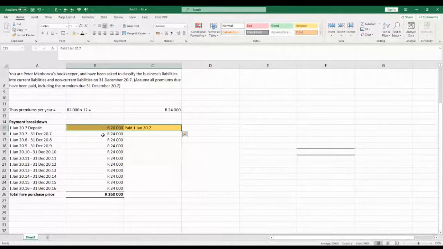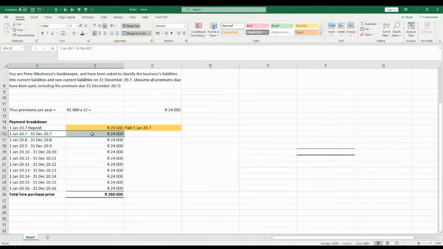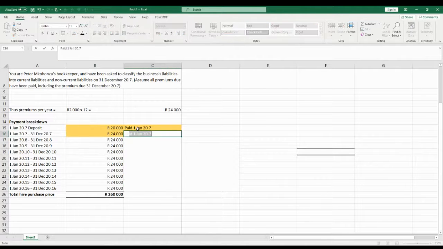Sorry, I see we just cut out there, so let me just repeat this. The deposit of 20,000 was paid on the 1st of Jan 27. So that amount has already been paid, so it is no longer outstanding. The date we are looking at is the 31st of December 27. That means this year has also been paid. We have paid that in full by 31st December 27.